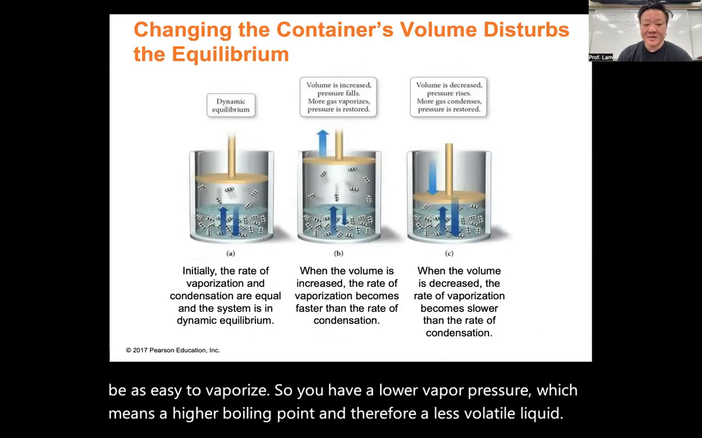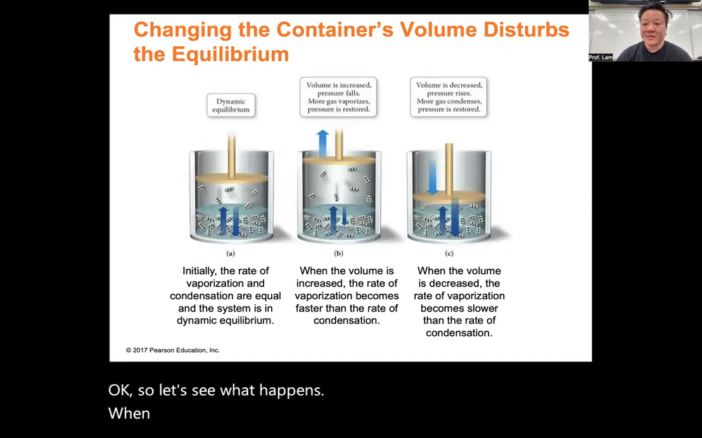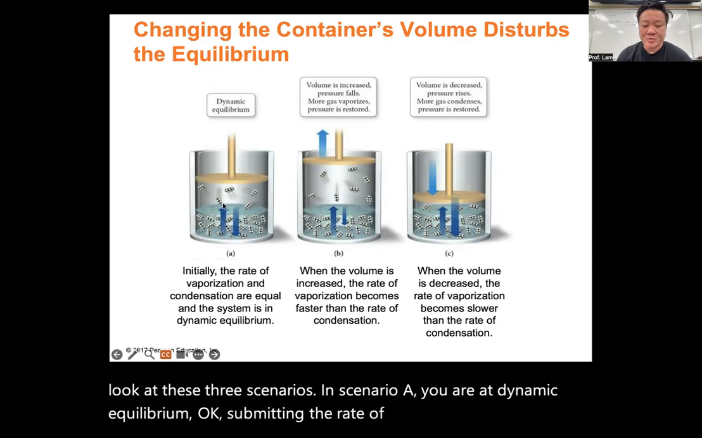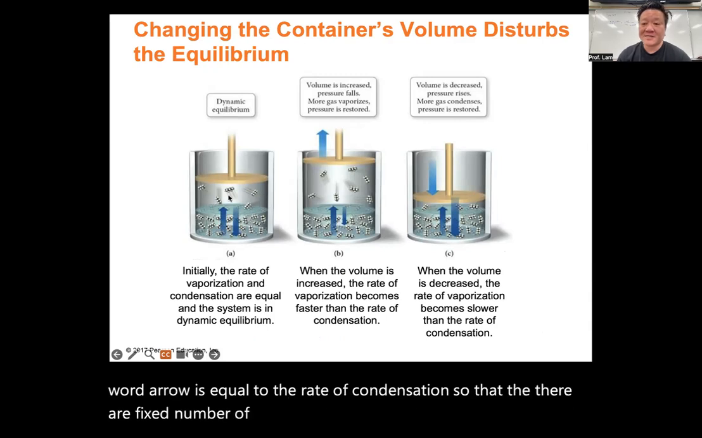Okay, so let's see what happens when you disturb the dynamic equilibrium of a liquid. Let's look at these three scenarios. In scenario A, you are at dynamic equilibrium, meaning the rate of evaporation, this upward arrow, is equal to the rate of condensation, so that there are a fixed number of gas molecules in this headspace.